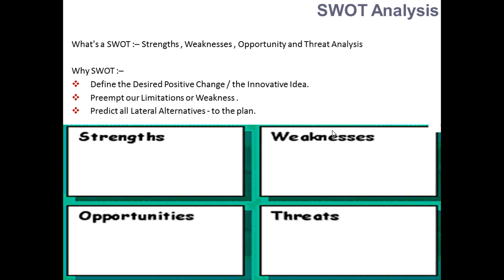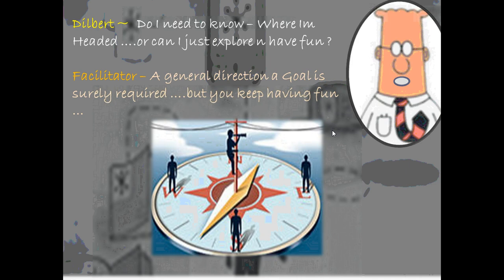So, okay. Define the positive change, the innovative idea. You've done that. Preempt your limitations or weaknesses. That is very important, to be realistic and not to bite more than you can chew. Predict all lateral alternatives to the plan. Think of all those things. So, do I need to know where I'm headed, or can I just explore and have fun? Yes, of course, you're supposed to explore and have fun.